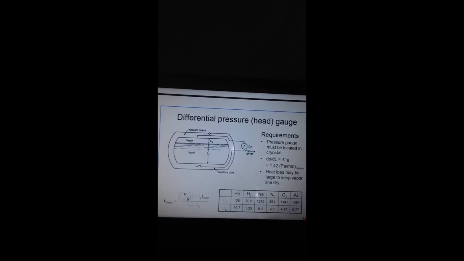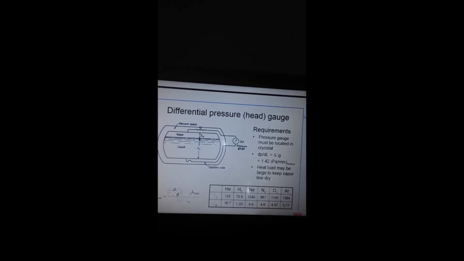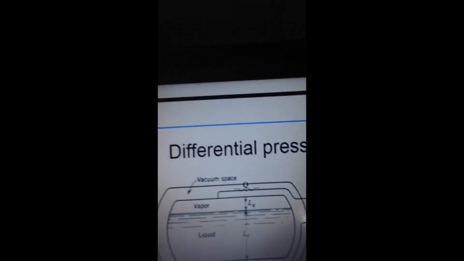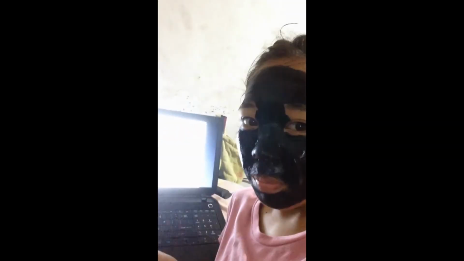Most are custom. Some are valuable as prototype commercial units, particularly for high dielectric constant fluid. So, feeling ko, mas madalas siyang ginagamit sa mga gawa siya sa electric. Mas common siyang, hindi siya common ginagamit. So, yung last, yung differential pressure head gauge. Ang requirements is pressure gauge must be located in cryostat. Yan. So, yun lang yung tatlong topic na start ko.